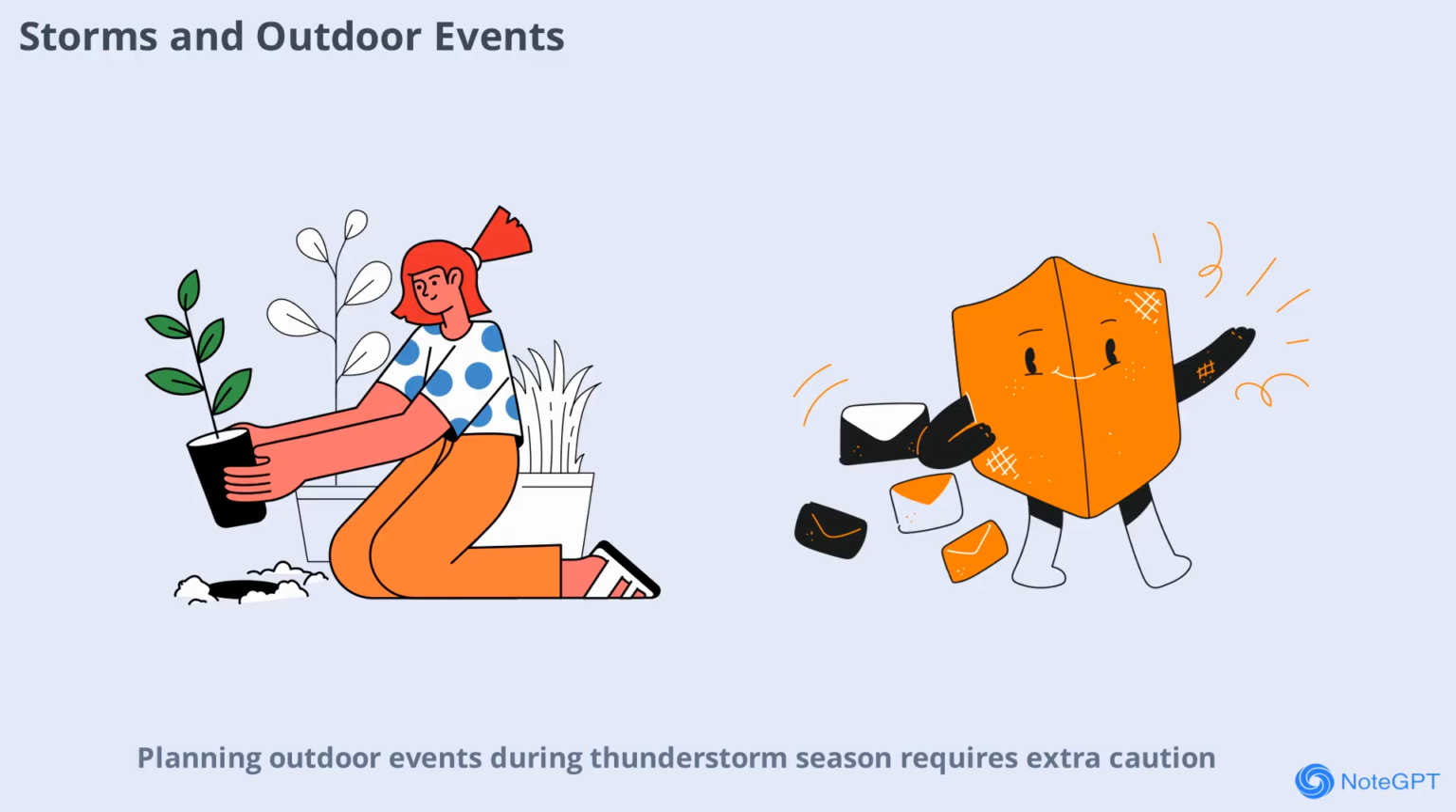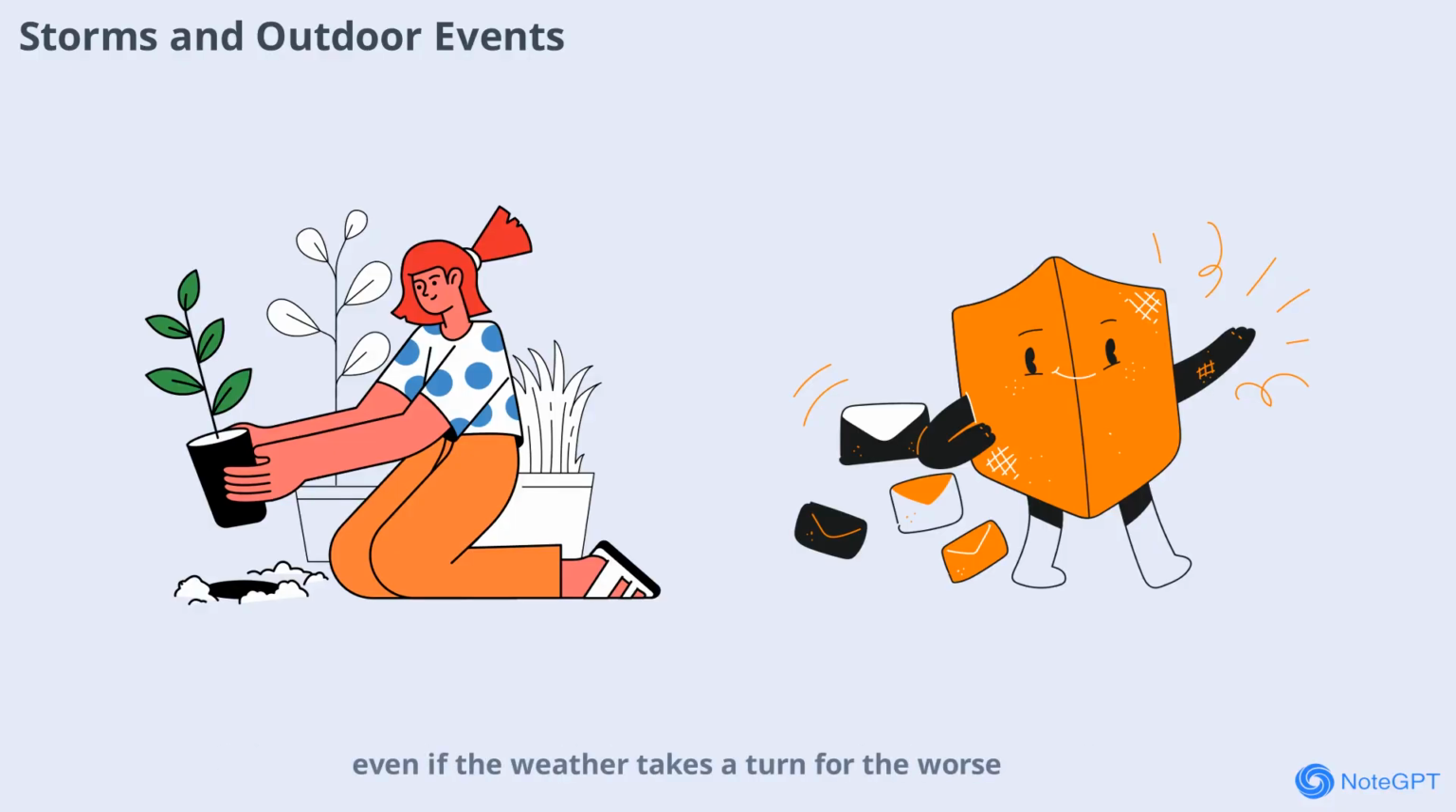Planning outdoor events during thunderstorm season requires extra caution. Organizers should monitor weather forecasts, have contingency plans, and be ready to move people to safety if storms approach. Lightning is especially dangerous in open areas, so quick action is essential. Being prepared ensures that everyone can enjoy the event safely, even if the weather takes a turn for the worse.